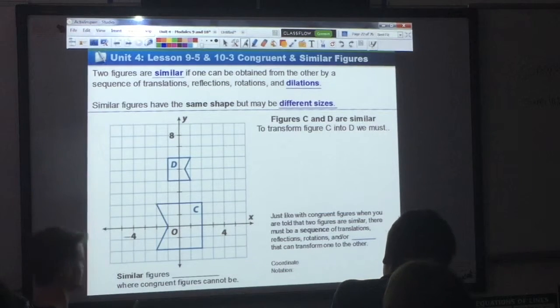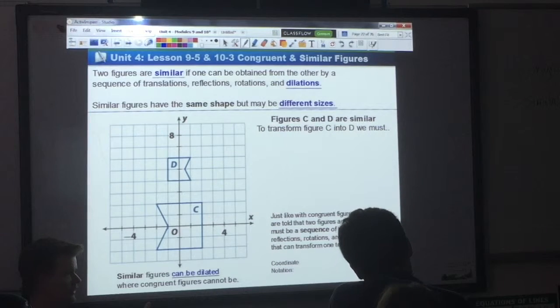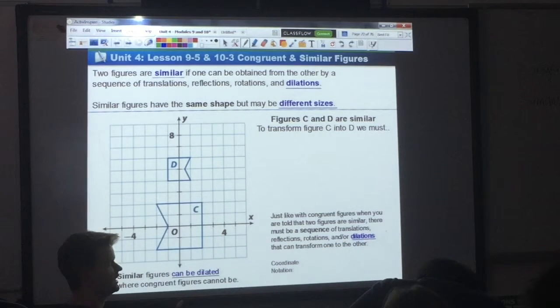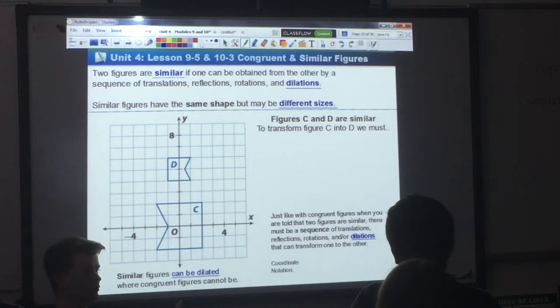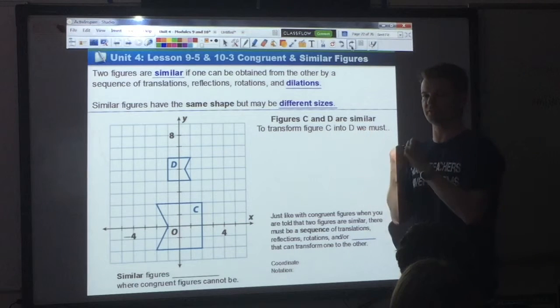Now, similar figures can be dilated. I'm going to drive that point home as well. Just like with congruent figures, when you are told that two figures are similar, there must be a sequence of translations, reflections, rotations, and or dilations. We're going to knock out the dilation first in order. All right, so similar figures have the same shape, but they must be different sizes.